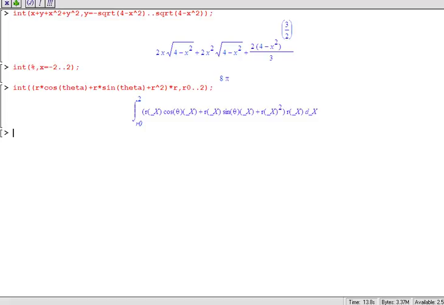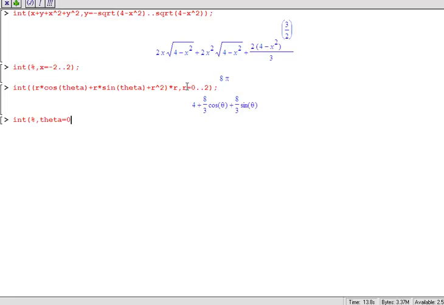Okay, let's see. Got equals. Okay, now I want to integrate that. Theta goes from 0 to 2 pi. You need a capital P in the pi. Should get the same answer. Yes, we do. So Maple, we can use that to integrate for us.